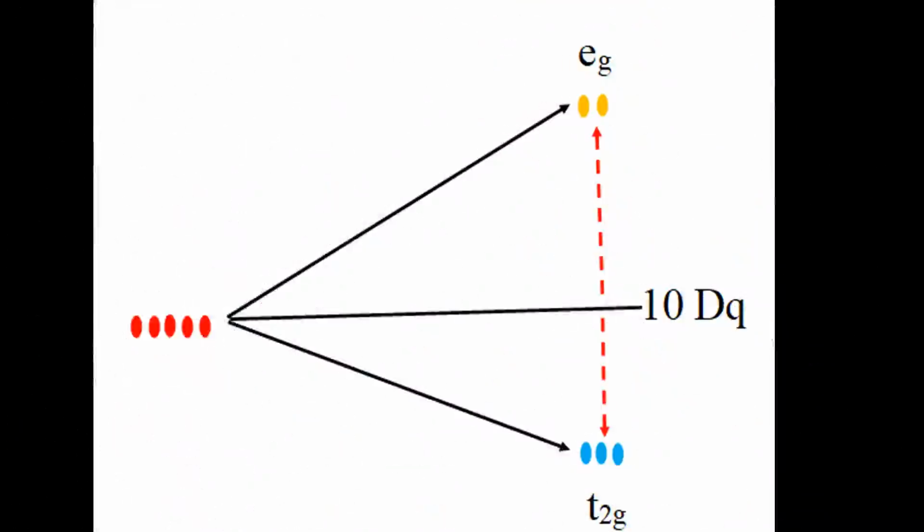This is the splitting of d orbitals. There are five d orbitals in a degenerate set, which split into two sets: the t2g set and the eg set. The higher energy set is the eg set and the lower energy set is the t2g set, separated by 10 Dq for octahedral complexes. The t2g set is dxy, dyz, dzx, and the eg set is dx squared minus y squared and dz squared, split according to their energy.